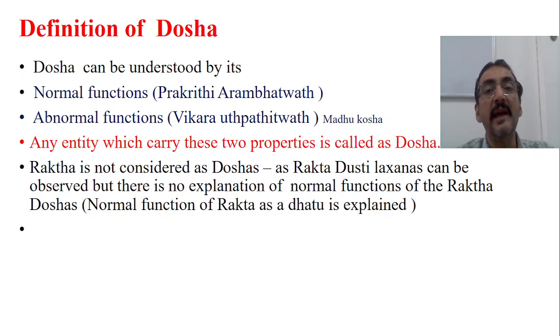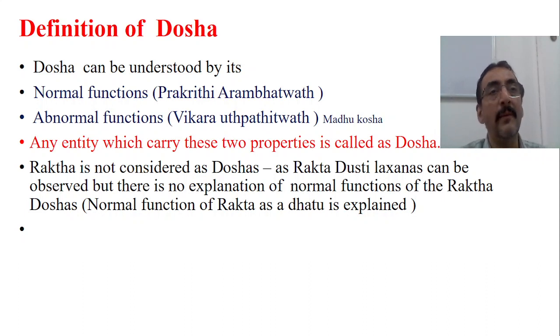That is Prakriti Arambatvat and Vikara Utpattitvat, in the Madhukosha. In the Madhukosha he says that doshas can be understood by two things. Prakriti Arambatvat means the normal functions of the doshas. Vikara Utpattitvat means the abnormal or vitiated functions of the doshas. So any entity which carries these two properties is called a dosha. Doshas are always liable to undergo vitiation.